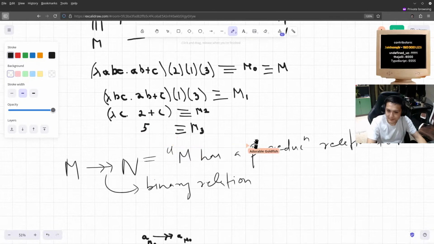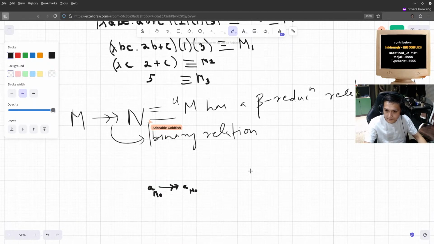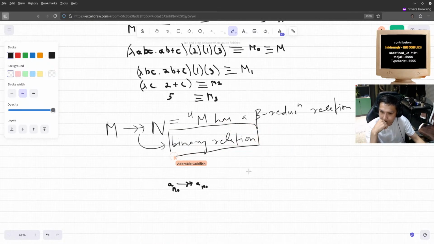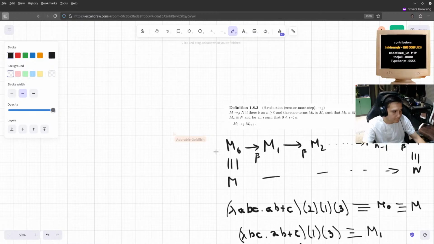So that's what you should think about it. It's a binary relation, and the binary relation aspect is important when we do the Church-Rosser theorem proof.